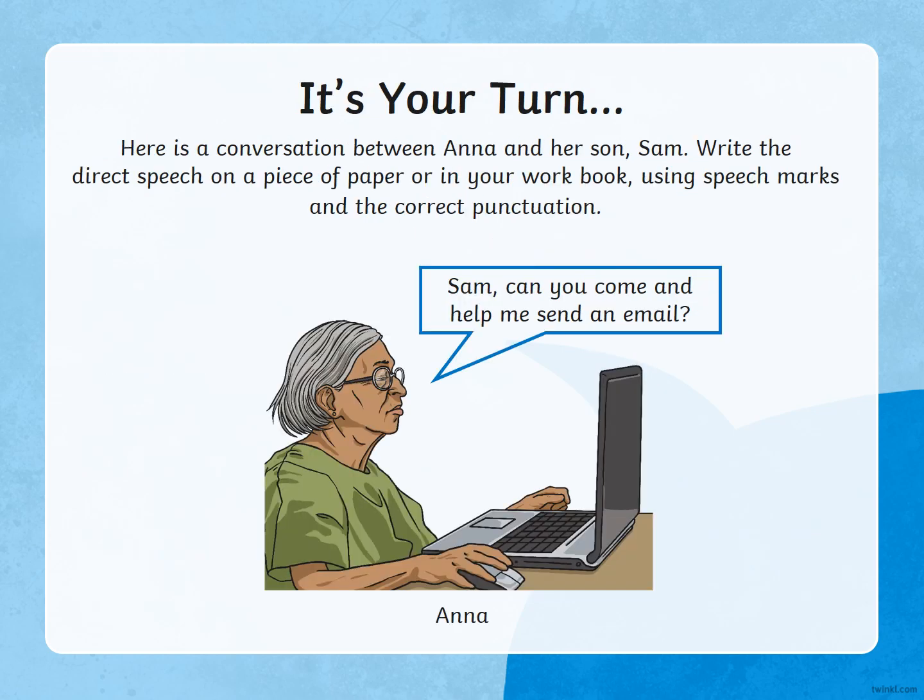Okay, now it's your turn. Here is a conversation between Anna and her son, Sam. Write the direct speech on a piece of paper or in your workbook using speech marks and the correct punctuation. As you can see there in the speech bubble, it says, "Sam, can you come and help me with an email?" So remember, think about who is saying those words before you write the sentence with the speech marks in. Also, add in the reporting clause.